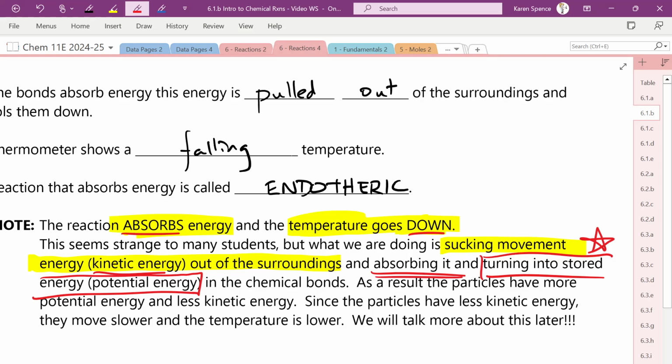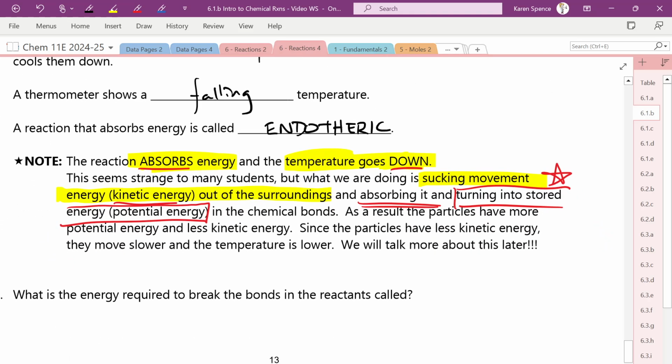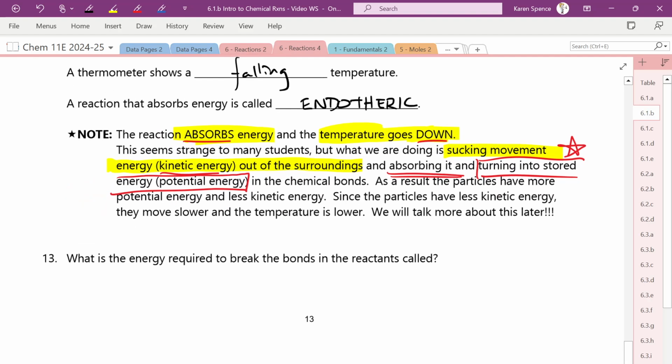Sorry? Does that mean there's a signal in it? So it's signaling. It's an increase in potential energy by taking kinetic energy from the surroundings and then turning it into potential energy, okay? Since the particles have less kinetic energy, they move slower and the temperature is lower. We will talk a lot more about this later because we have a whole section on thermochemistry.